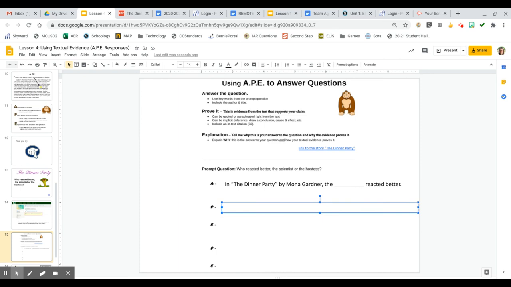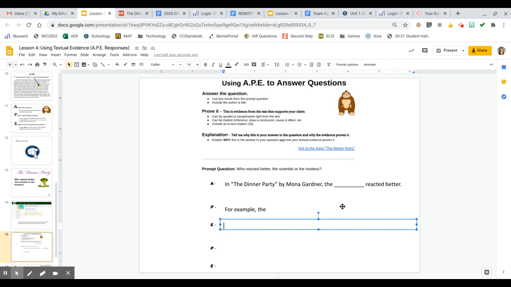Okay, I have to come up with something from the text to prove it. So I could say, for example, the hostess or the scientist, and then I'd go on and prove it with what they did. And I'm not going to do it for you. I want you to go back in the text and find something that would prove what made the scientist or the hostess react better. And after it, in parentheses, I'm going to put the page number. Then I'm going to have to explain it and say, this shows the scientist reacted better because, okay, and I can word that in several ways, but I have to prove it and then explain how my proof shows that they reacted better.